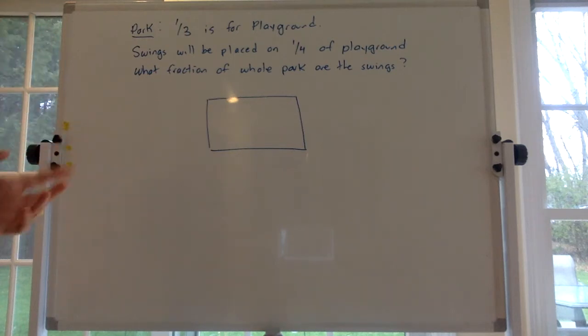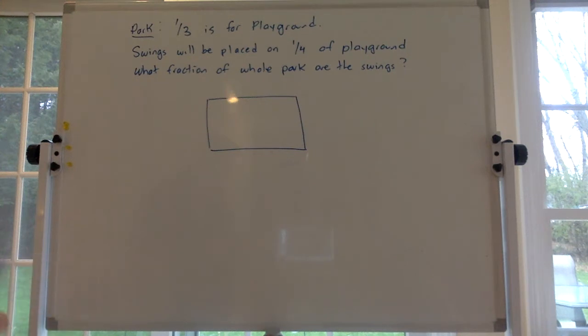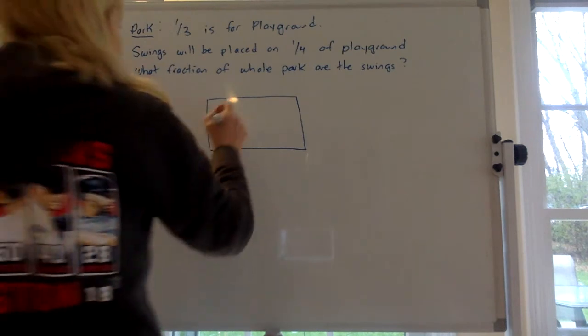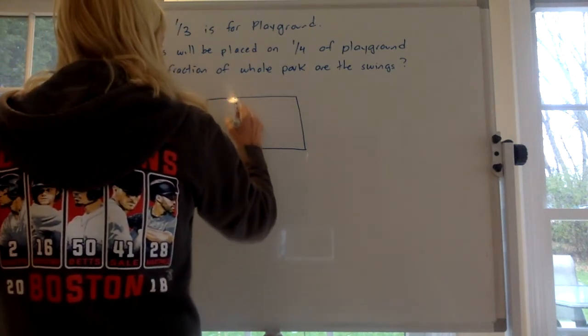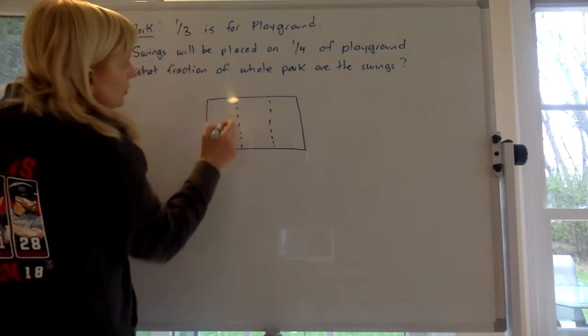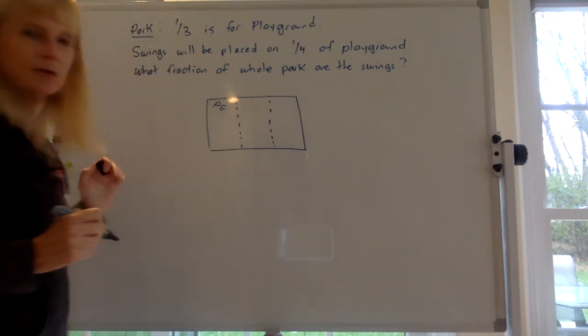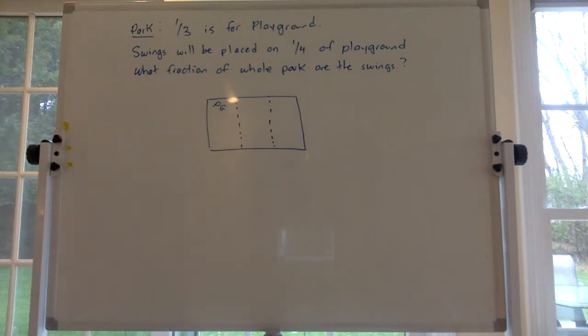So in problems like this, sometimes it's easier to draw a picture. So I have a rectangle there that represents the park, right? So if we say a third is the playground, I'm going to divide this thing up into thirds, into three pieces. So here's the playground, right? Because a third of the park is the playground. So we have the playground there.